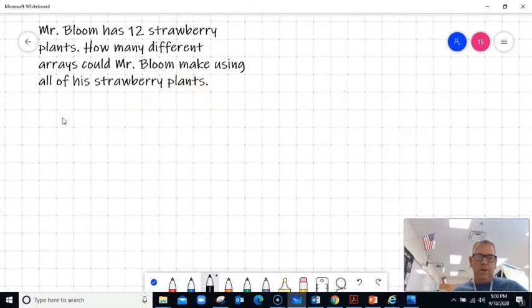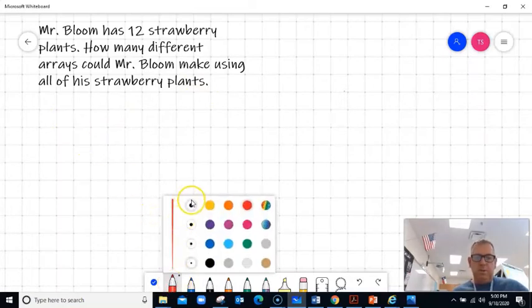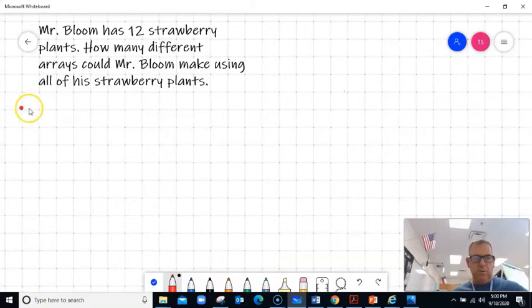We're going to do our arrays. So strawberry plants, we'll make them red. We'll make big red dots our strawberry plants. And since I know I can always do 1 row with 12 in it, we know that'll work. We'll do that first. So that's 1, 2, 3, 4, 5, 6, 7, 8, 9, 10, 11, and 12. So that's one way of doing it.